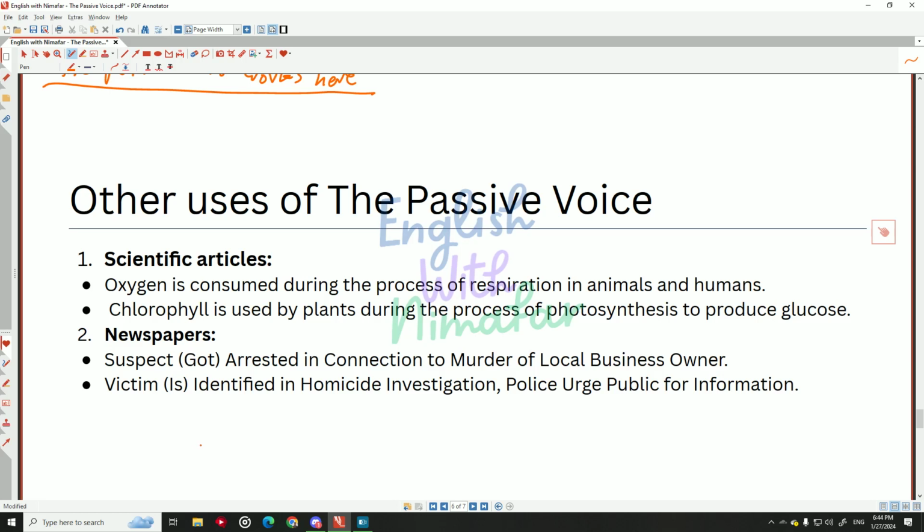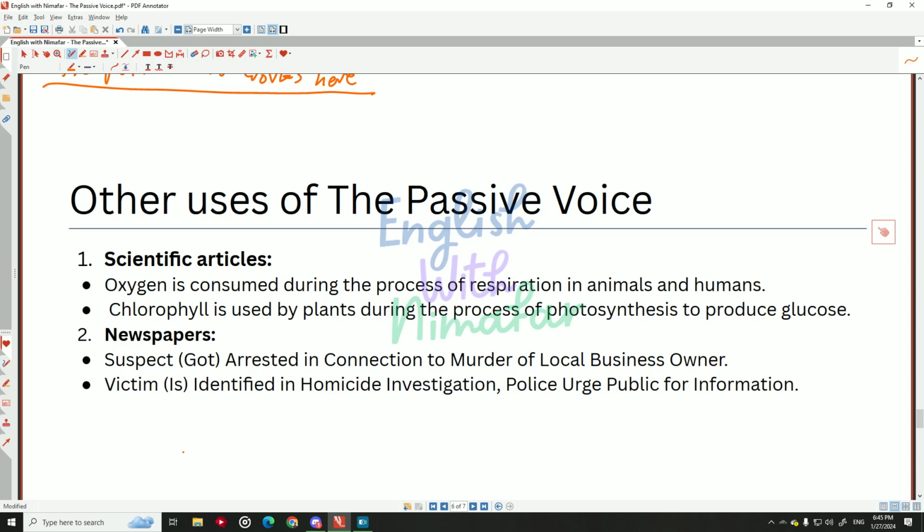Newspaper: Suspect arrested in connection to murder of local business owner. Maybe you read that in the title of news or breaking news. Suspect arrested. Here you say, okay, what about the verb "be"? We don't have it here. Suspect arrested? Is it wrong? No, it's not wrong. They try to make it as short as possible, because as a title it shouldn't be long. It should be short enough to get your attention and give you an overview of the article.